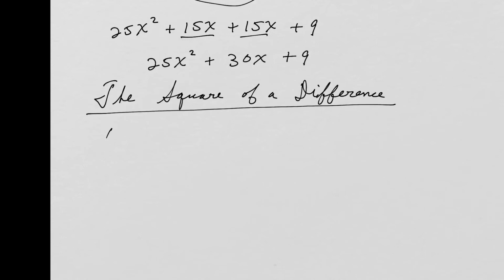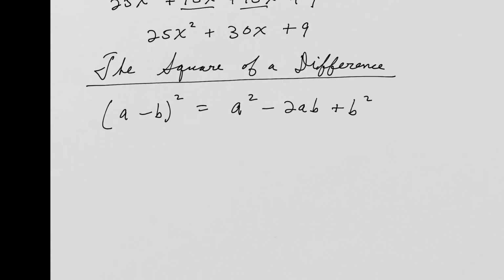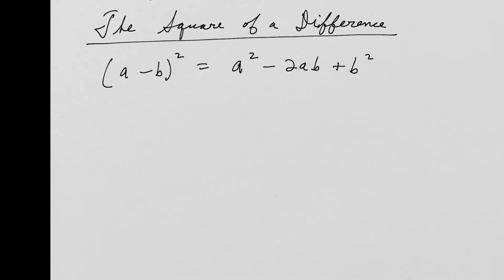And what it says is if I have (a minus b) squared, that's going to equal a squared minus 2ab plus b squared. How do we know that? Well, we could prove it just by multiplying it out, right? I could show you by multiplying out.